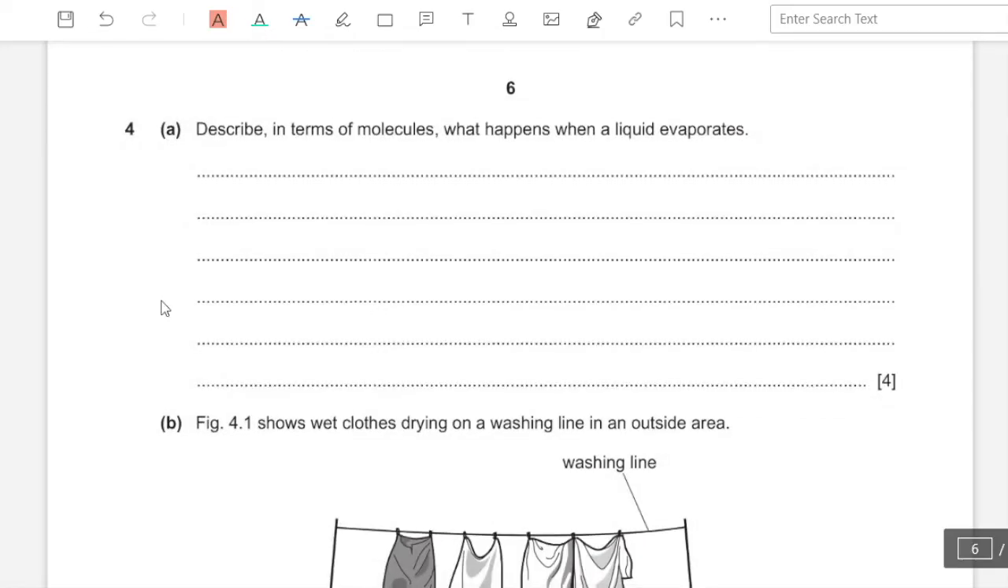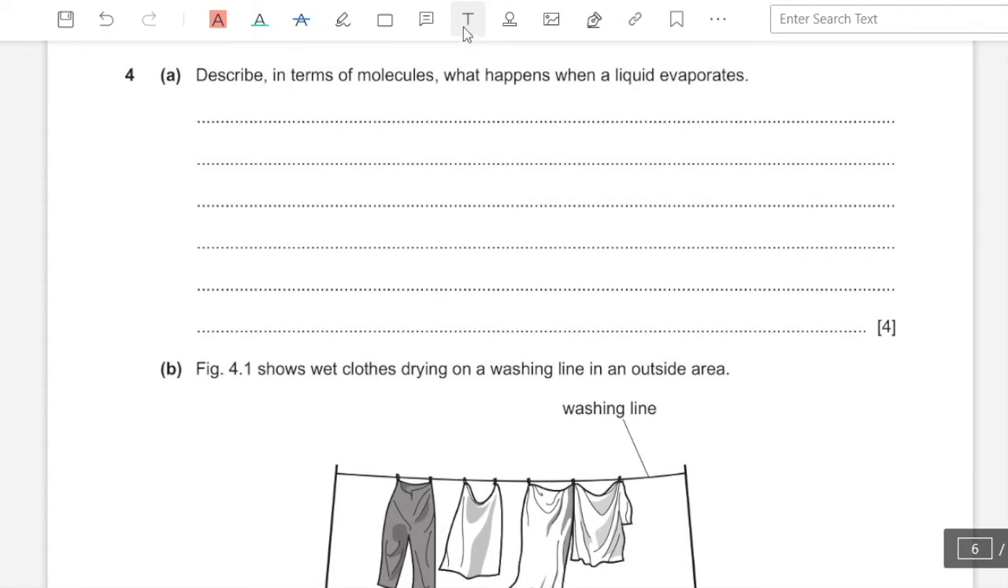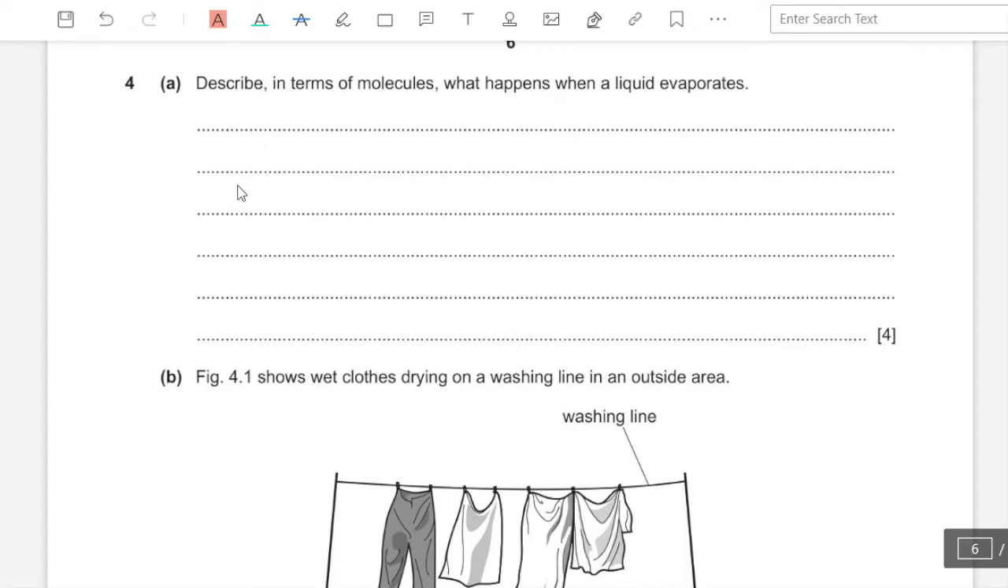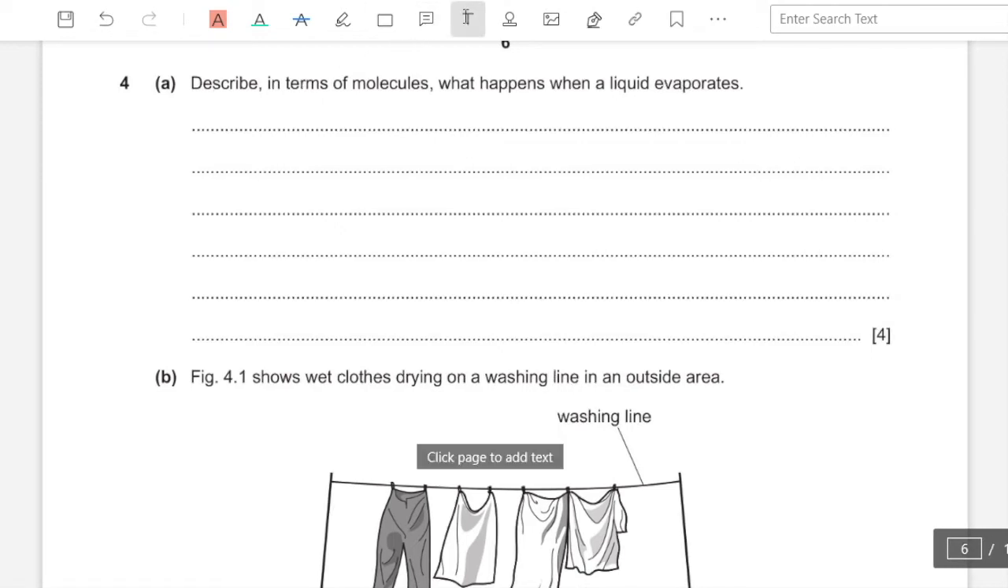4a. Describe in terms of molecules what happens when a liquid evaporates. So the molecules which evaporate are the molecules which have the most energy, because they can then separate themselves, break the intermolecular forces, and escape from the surface. For that, they gain kinetic energy from all of the molecules in the liquid, and that means when the molecules with highest energy have escaped from the surface, the remaining molecules have lost their kinetic energy, and so the temperature of the liquid decreases.